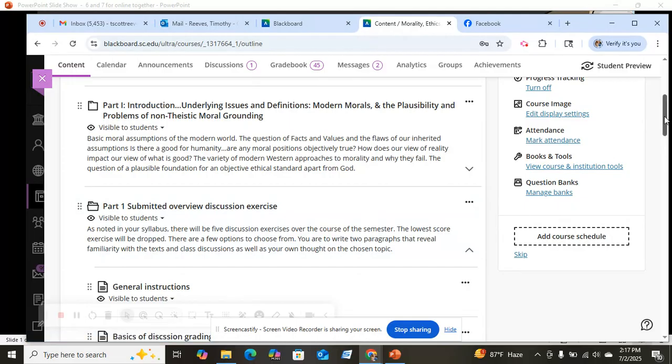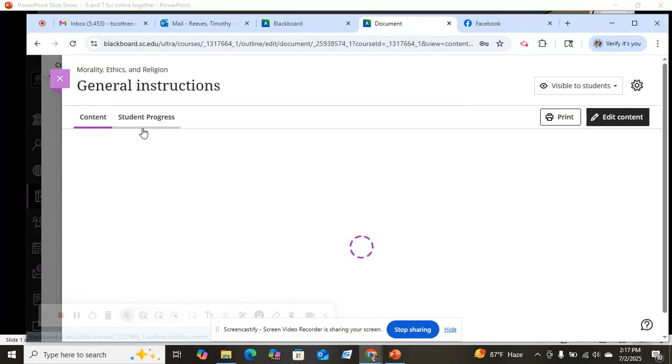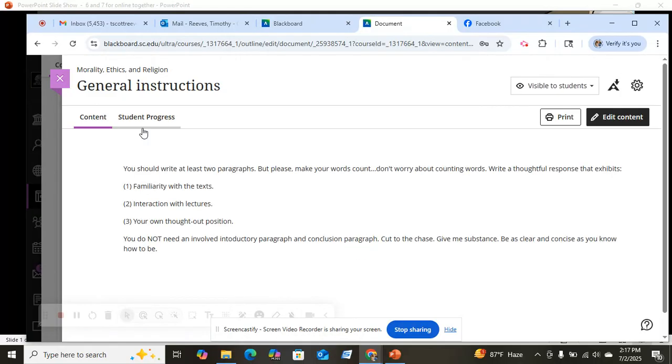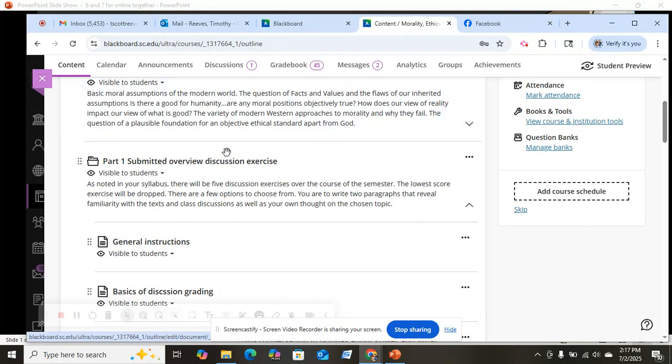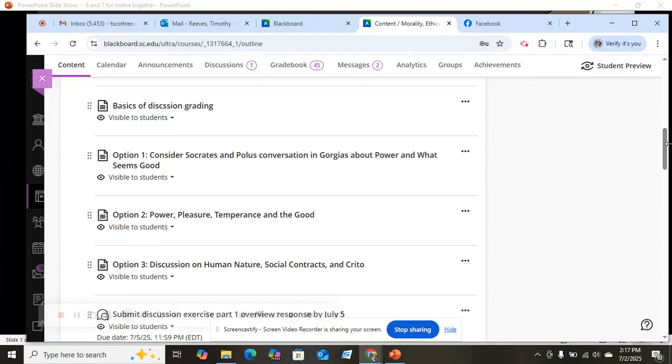But you see there your general instructions, which is this. It needs to show that you're familiar with the text, that you're interacting with the lectures, and that you come to your own thought out conclusions related to those things. About two paragraphs. Pretty simple, but not simplistic. I want you to really think about what you've read and what I've said. So there are options 1, 2, and 3. You only have to do one of these.